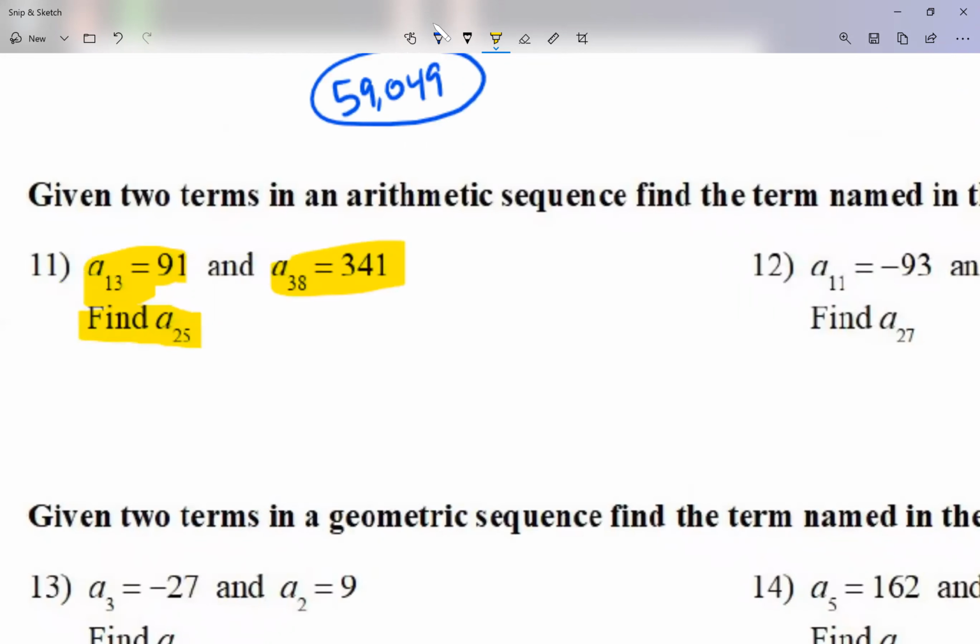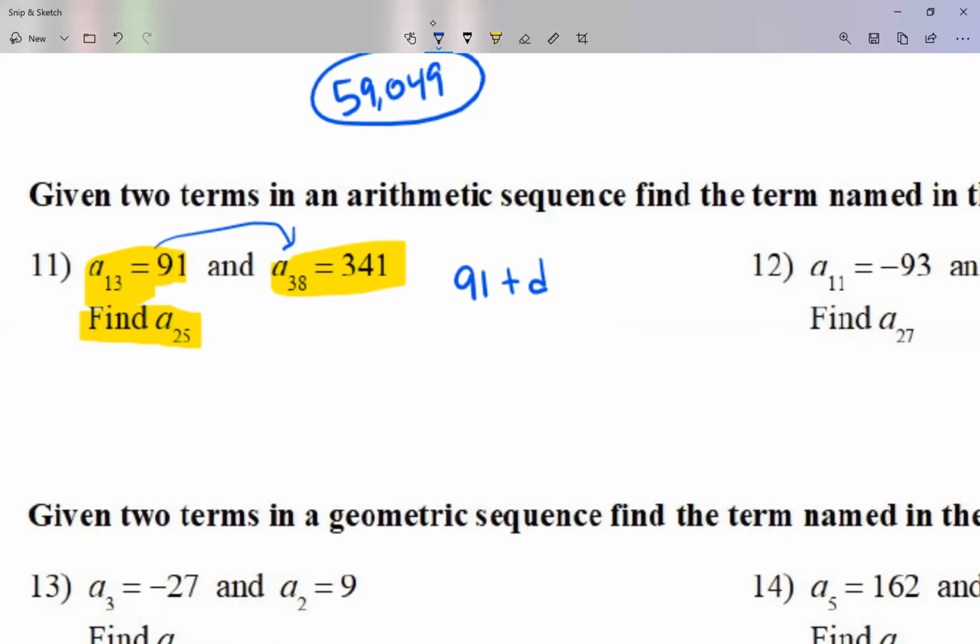First of all, I need to know how much I was adding each time. So I'm going to say my lowest number is the 13th number, right? So 91 plus, I'm going to call this D for the difference. I don't know how much I was adding, but from the 13th number to get the 38th number, didn't I have to add that 25 times? Right, if I had the 13th number and I wanted to get the 38th number, I will add the difference 25 times. And this was equal to 341.